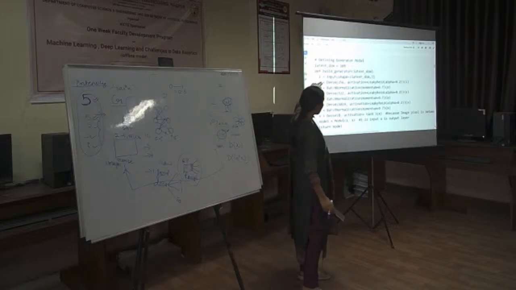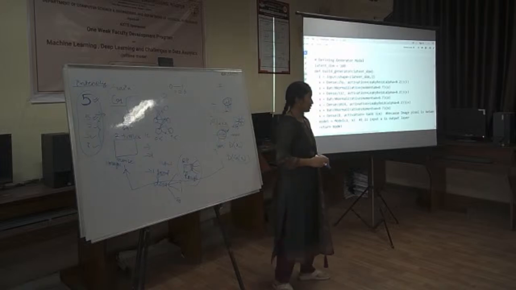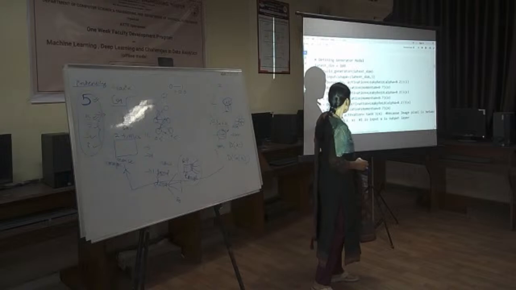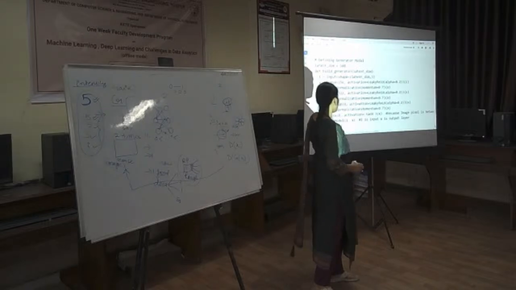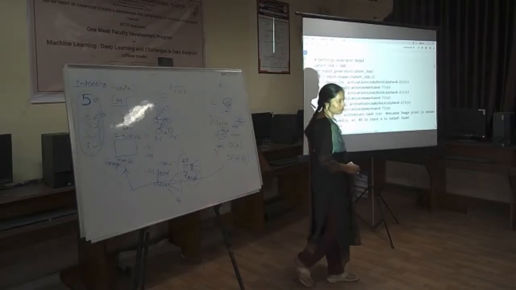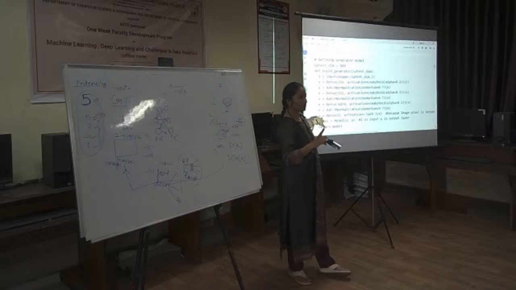Okay, so how many layers? 1, 2, 3 and 4. 4 hidden layers. But this one is not a hidden layer, this one is the output layer. So 1 input, 3 hidden and 1 output.